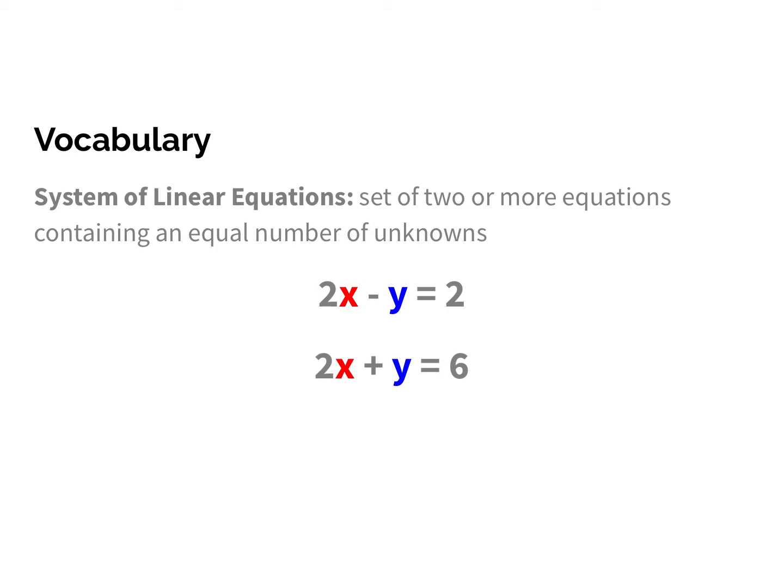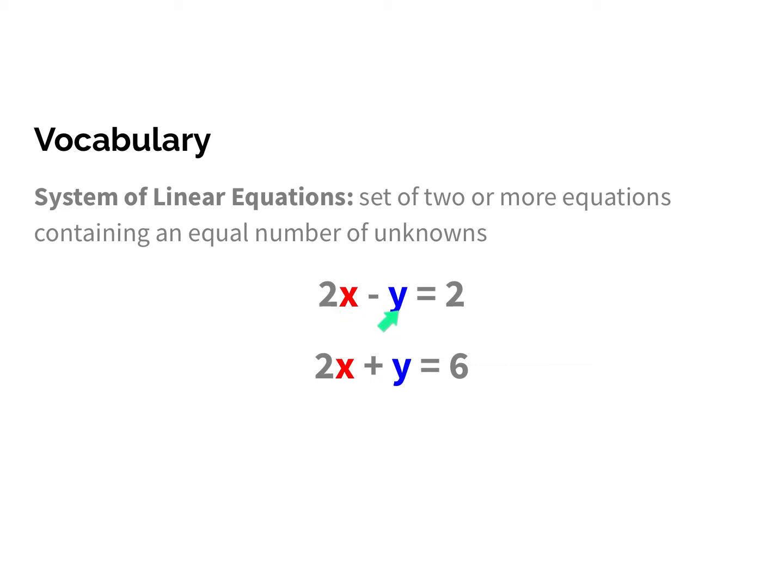A system of linear equations is a set of two or more equations containing an equal number of unknowns. You'll see here I have two equations, 2x minus y equals 2, 2x plus y equals 6. Both these equations are linear functions where x and y represent my inputs and outputs. Essentially, what we're going to be doing in these next couple sections is trying to solve these systems of equations. You'll notice here that I have two unknowns: x, which represents my input, and y, which represents my output.